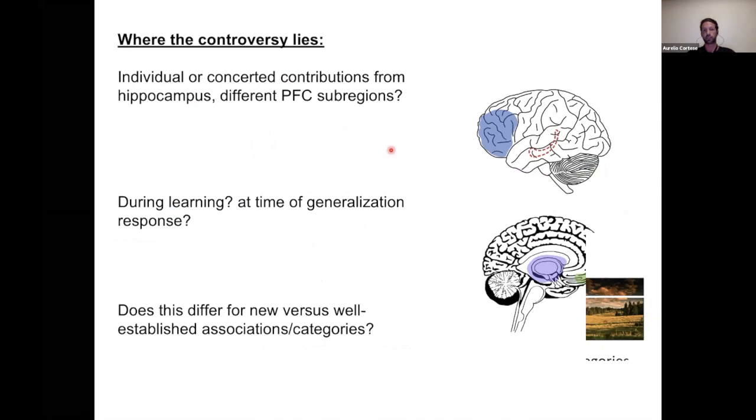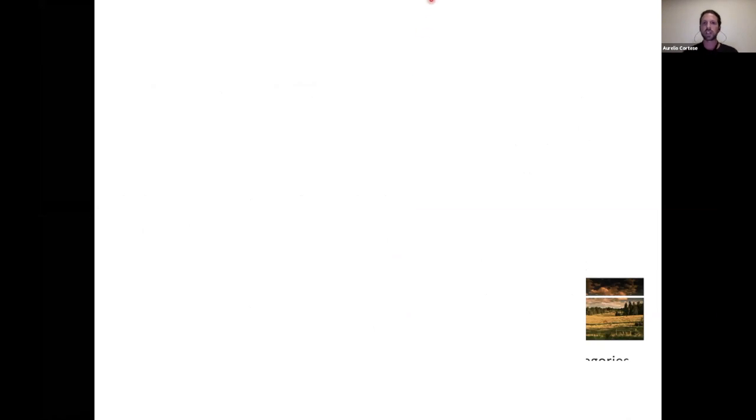Those two strategies might be deployed in parallel, or there might be some kind of arbitration that could depend on whether this happens during learning or at the time of generalization, when the behavioral demand is put on. It might also differ based on whether we can use really well-established categories or conceptual information, or something that is newly formed. And with this, I think I can leave the stage to Jesse to continue with the slides.